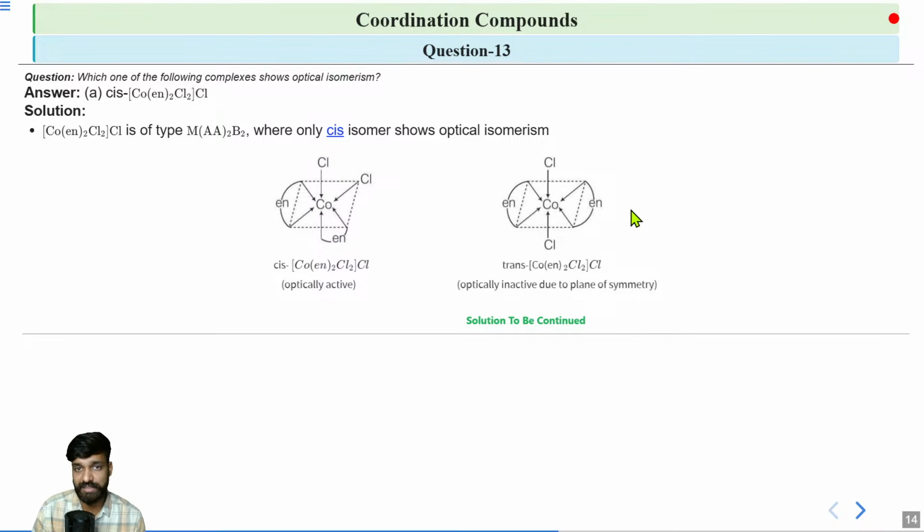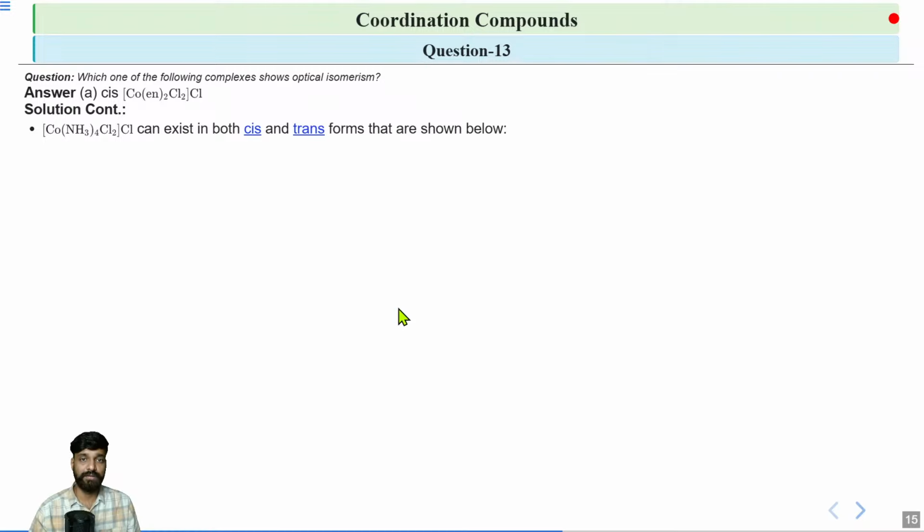So this is your cis one and this is your trans one. For the trans one, if you want, you can cut it in the middle and you will get two equal halves. But if you do the same for this one, you won't get equal halves. Try to dissect it in multiple ways. You can bisect it diagonally, or you can bisect it in the middle. In each case, you will not get two equal halves. As a result, this cis form of your [Co(en)2Cl2]Cl is optically active. What about the other two?